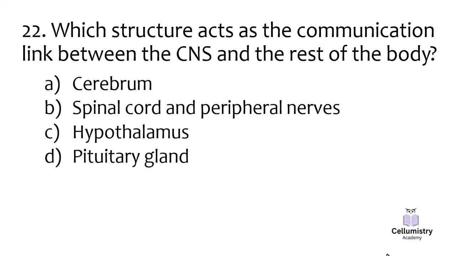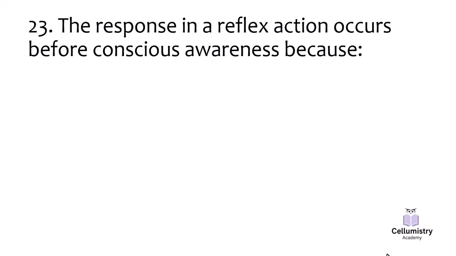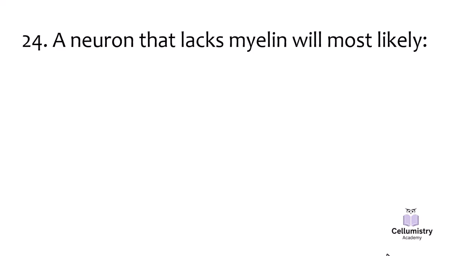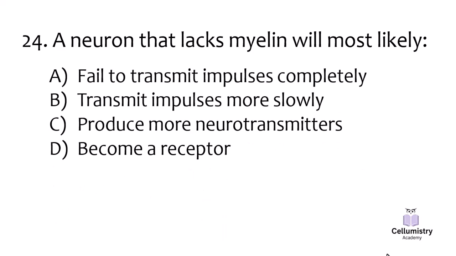Which structure acts as the communication link between the central nervous system and the rest of the body? Answer is B. Spinal cord and peripheral nerve. The response in a reflex action occurs before conscious awareness because. Answer is B. The spinal cord processes the response first. A neuron that lacks the myelin will most likely. Answer is B. Transmit impulses more slowly.